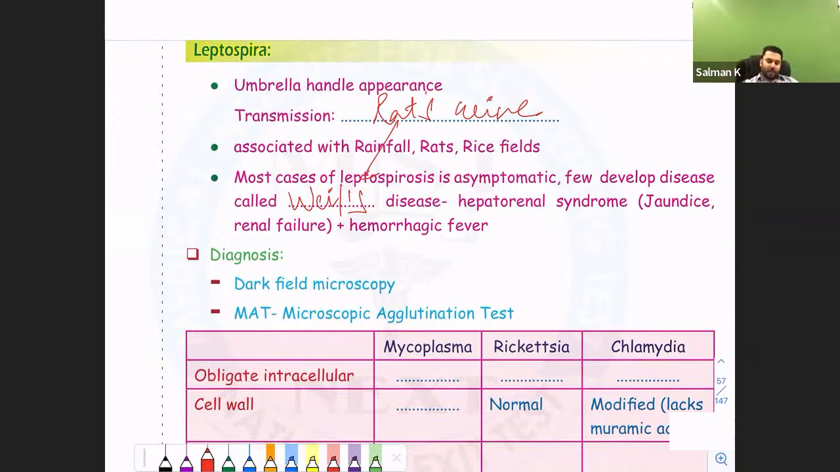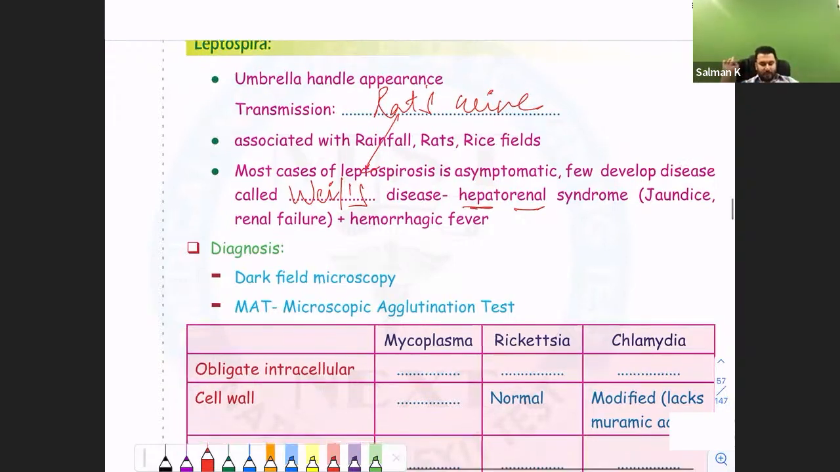Now, Weil's disease involves two things: hepatorenal syndrome, as the name says. Because of the liver involvement, it causes jaundice, and the other thing is renal failure. That's something you should all be knowing. So these are the three spirochetes: Treponema, Borrelia, Leptospira.